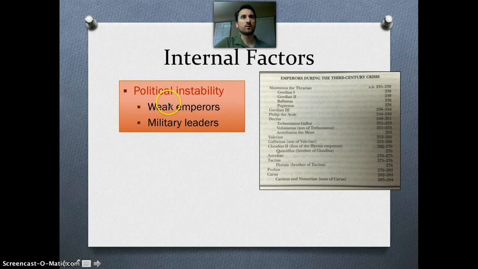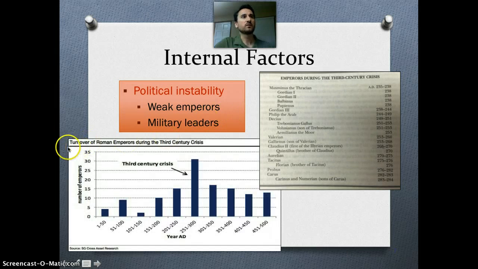Internal factors: weak leaders and generals, military generals that are fighting with each other. Between 235 and 284, you're going to have all of these people leading the Roman Empire. They're fighting with each other, they're killing each other, they're plotting against each other. Everybody wants power. We have military generals. Ideally, they would fight for the protection of Rome, but they fight for their own glory, their own power. And so what happens to the glory of the Roman Empire while these people are fighting against each other? Of course, the empire is only going to become weakened.